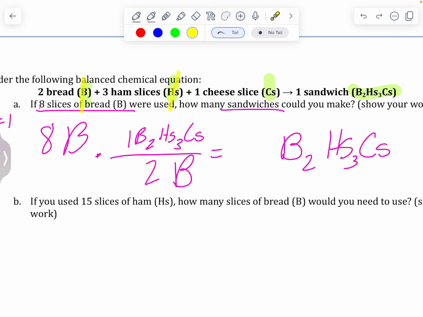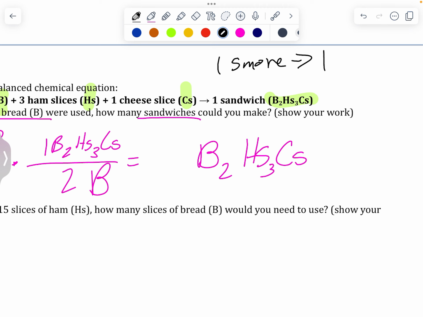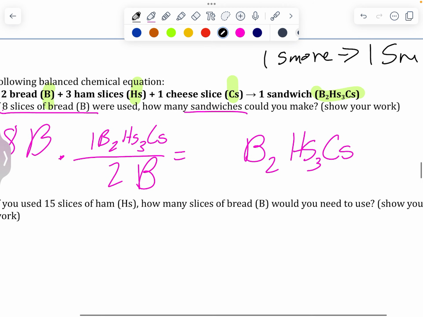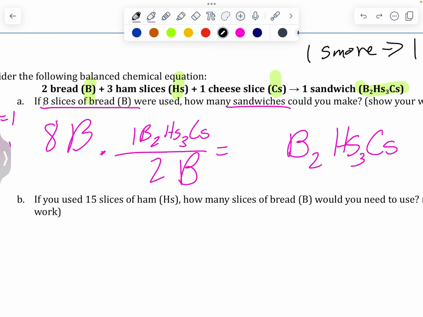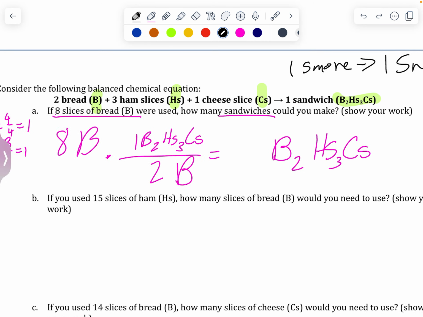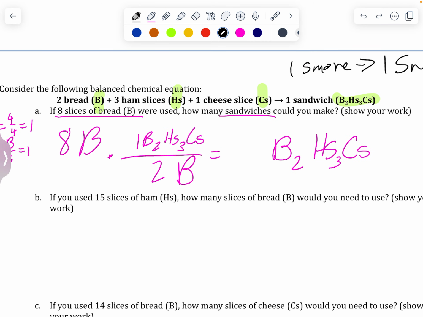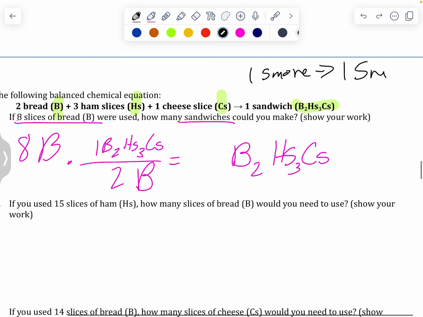So every letter or set of letters in parentheses represents our chemical formula. So for example, for our s'mores, we said that one s'more equals or represents 1 SM. Okay, so that's our chemical formula. But here for bread, it's represented by B. So let's do a sample problem. 7A. If 8 slices of bread B were used, how many sandwiches could you make?